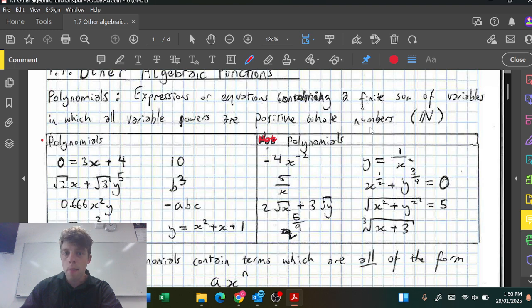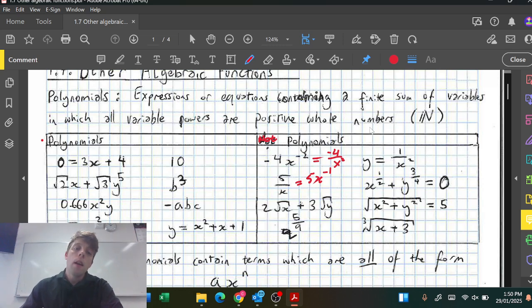This one here, same thing. This could also be written as 5 times x to the power of -1. So x to the power of -1, that just means 1 over x. It's the same thing, just like this one over here could be written as -4 over x to the power of 2. So as soon as the indice is down the bottom, that's the same as a negative indice. So x to the power of -2 is the same as 1 over x to the power of 2.